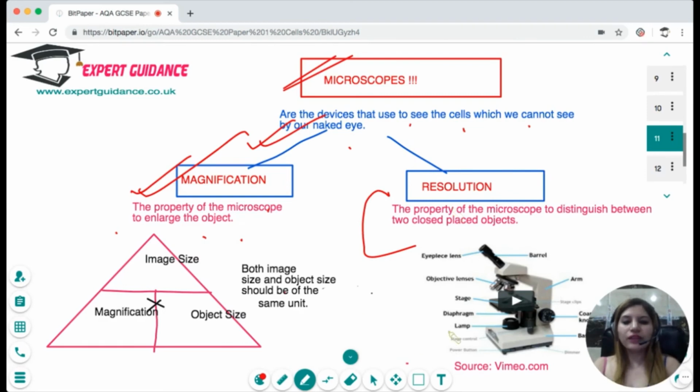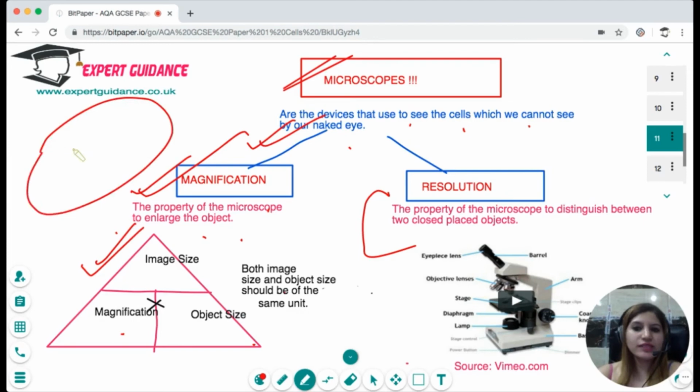Now, magnification is calculated by the image size over the object size. This is an important question. In the exam, they can give you an image size and ask you to find the object size if the magnification is given, or the image size and object size are given and they ask you for the magnification. Or to make it a little complicated, they can give you a cell and say that this diameter is 2 micrometer in reality, calculate the magnification.